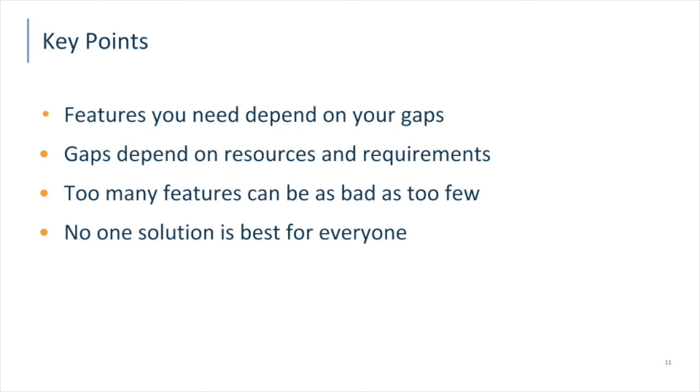So what did we just learn from that? We learned that the features I need depend on my gaps, which of course depend on my programs. My gaps depend on my resources available and my requirements. Too many features is a waste. That can be as bad as too few. And there's no one solution because everybody has different gaps. Everybody is going to need a different system. So there's no one best anything.